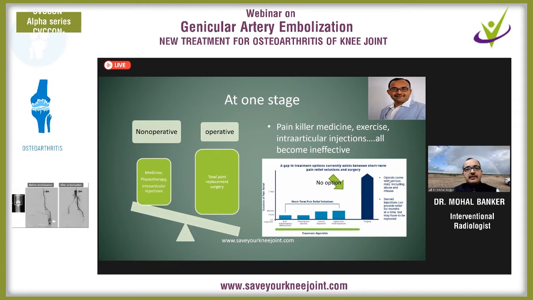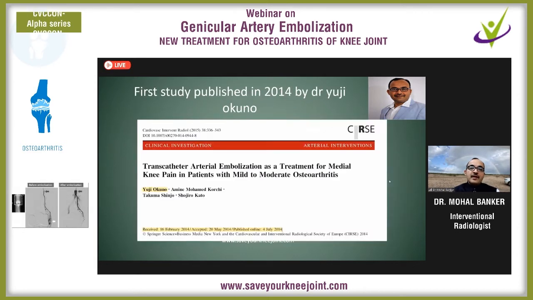So in these osteoarthritis of knee joint patients, when the patient starts complaining of pain, we try all these non-operative treatments, giving painkillers and some intra-articular injections and physiotherapy. But at one stage, all these non-operative treatments stop working, and then the only option for the patient till date is replacement of the joint. That's a major surgery, and you are going to lose your natural joint. Till date, there are no other options available in between non-operative and operative.